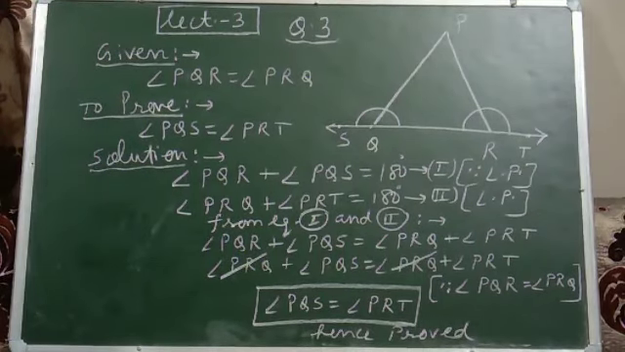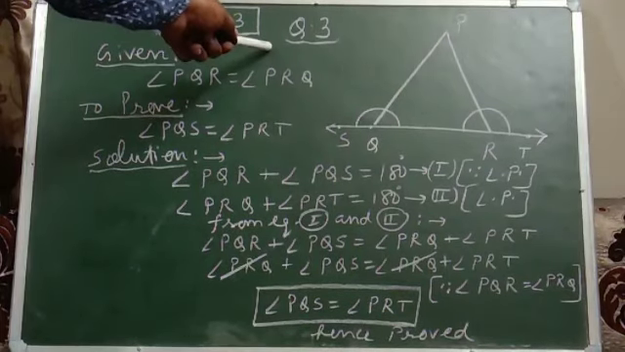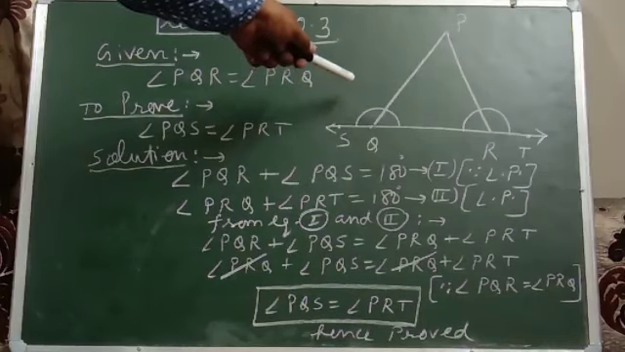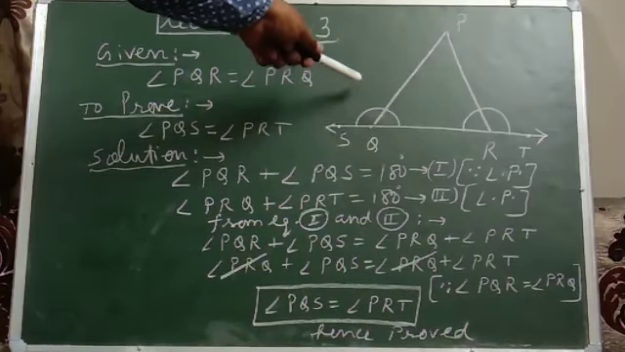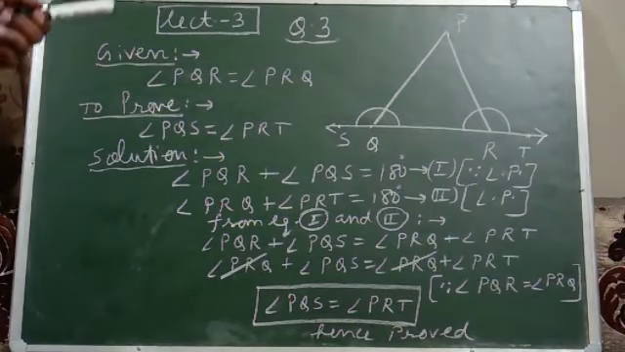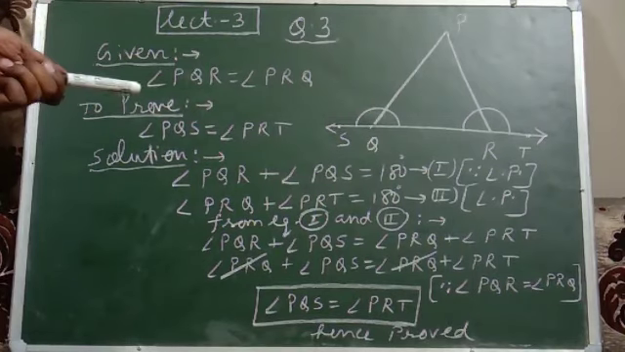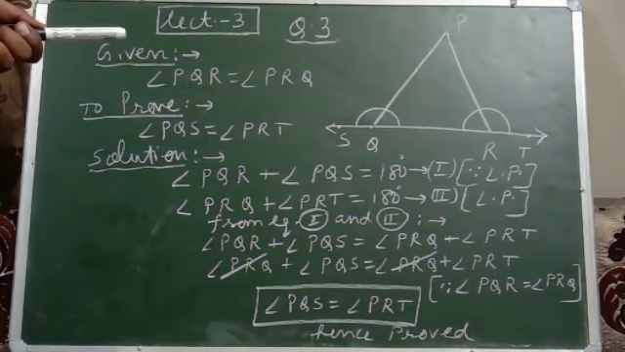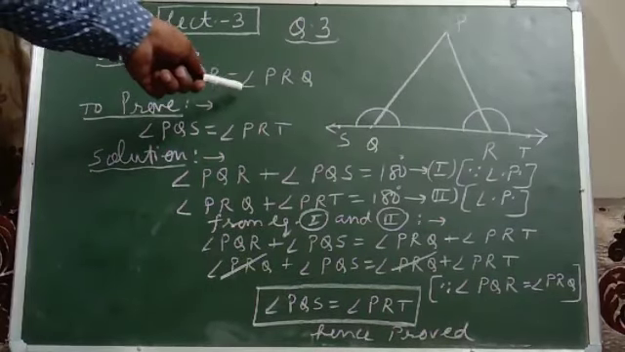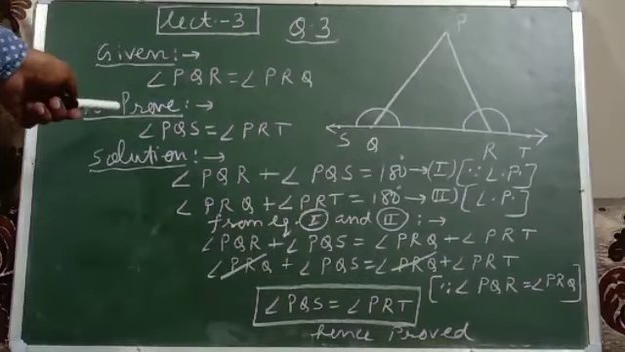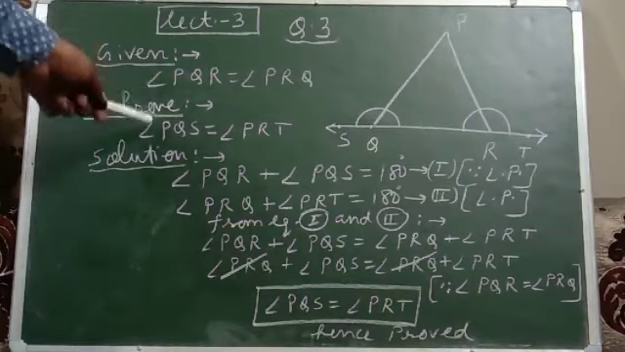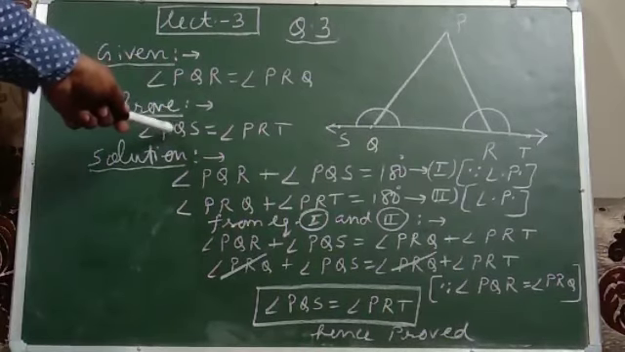Now let us solve question third of this 6.1 exercise. This figure is already given in the book. By reading the book, we will decide what is given, what we want to prove, or what we want to find out. In some questions you have to prove, in some you have to find out. Here given is angle PQR equal to angle PRQ. Then we want to prove angle PQS equal to angle PRT. This is given, this we want to prove.